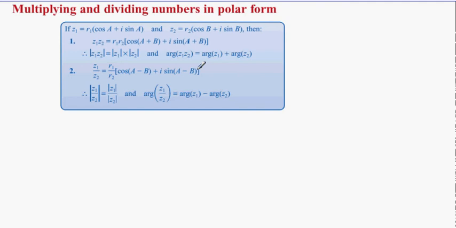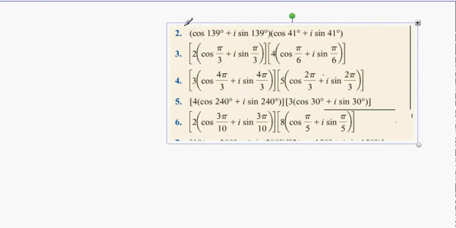Okay, so what we're looking at here is when we multiply two complex numbers that are in polar form, we just multiply the modulus values by each other, and then we simply add the angles together to get A plus B. So we're going to see this in action now in a second, regards multiplying.